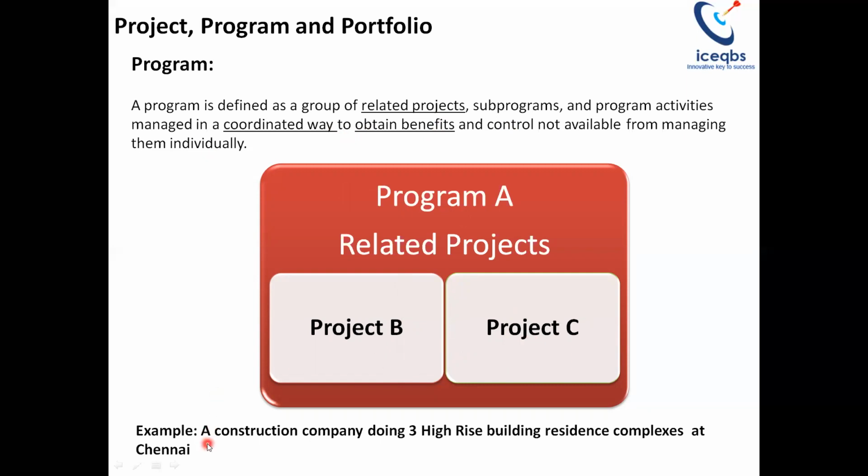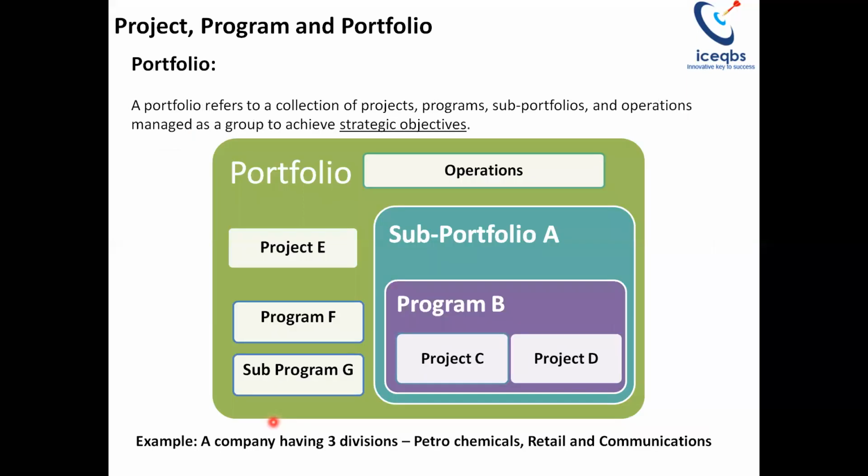An example for a program is a construction company doing 3 high-rise residential building complexes at Chennai. In this way, if all the 3 project managers involved in these individual projects are able to do coordinated work, then that will result in the maximization of benefit for the organization in terms of optimized use of resources, improved price realization from the vendors, and the sharing of best practices, etc.